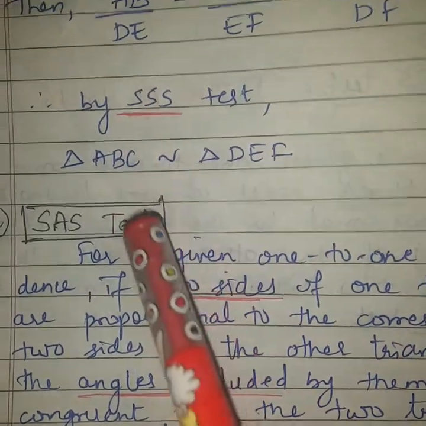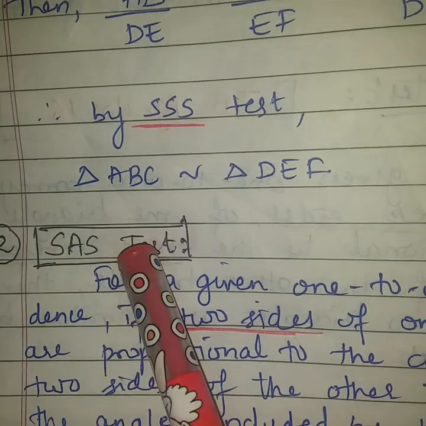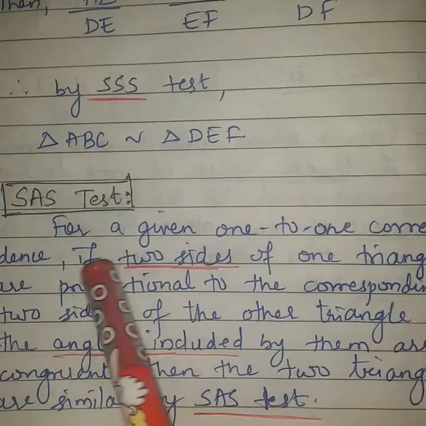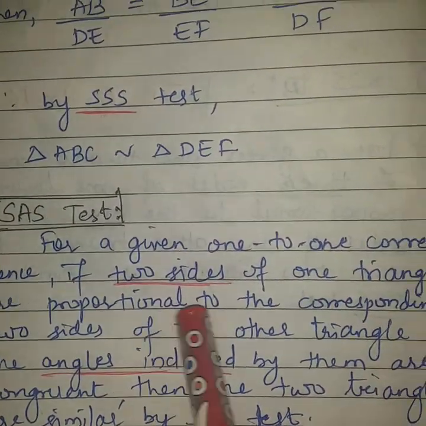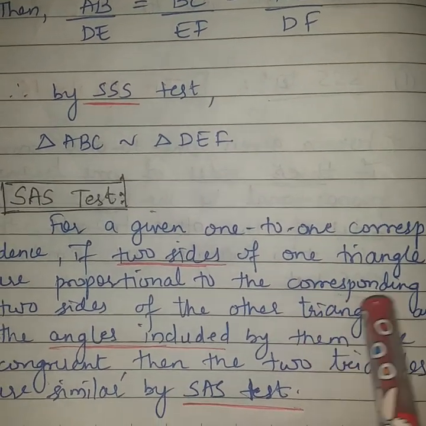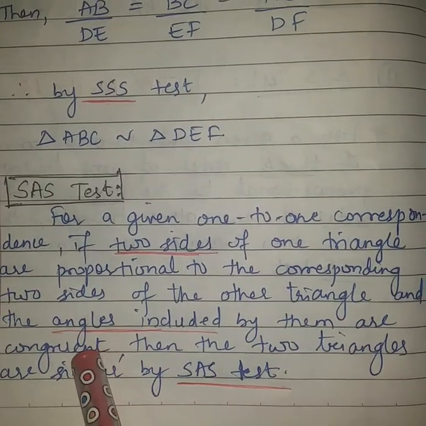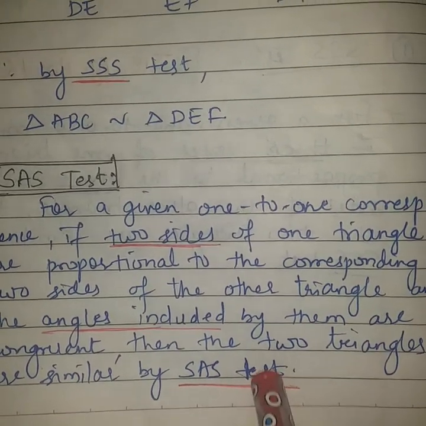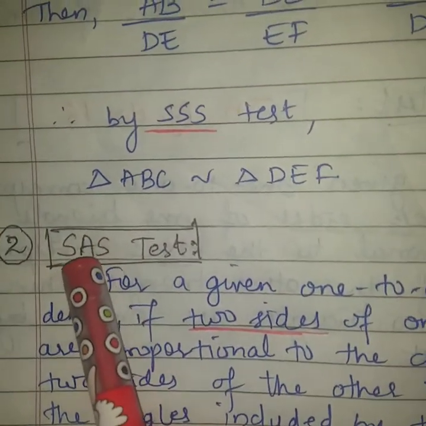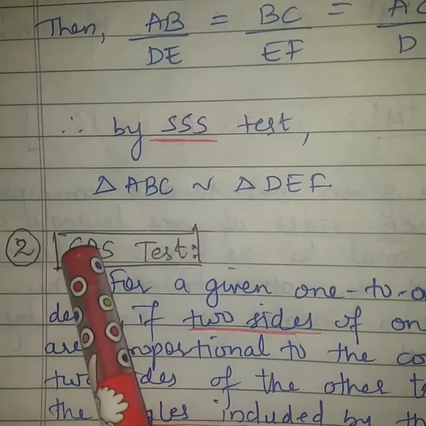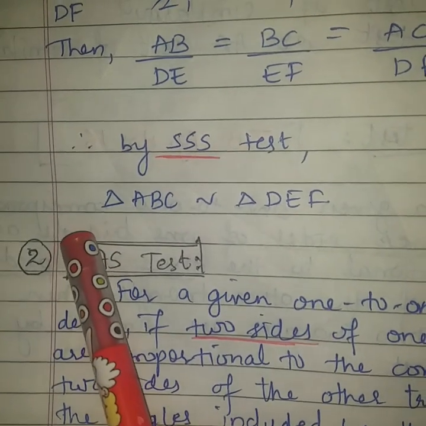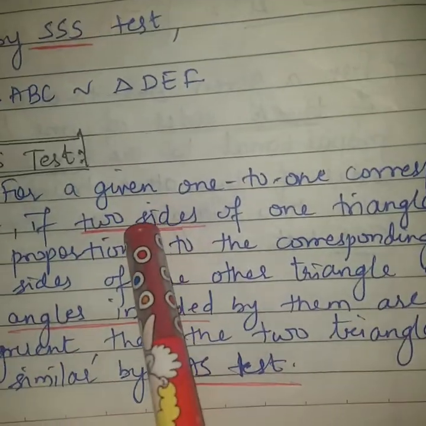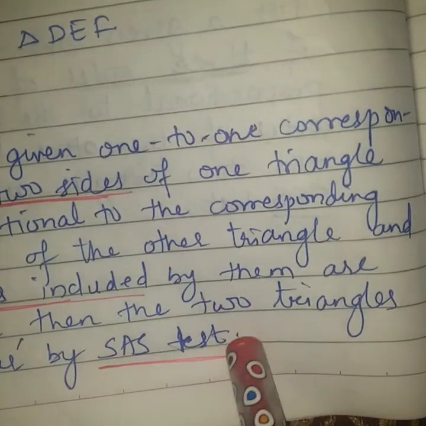Moving towards the second test for similarity, that is the SAS test, or the side angle side test for similarity. For a given one-to-one correspondence, if two sides of one triangle are proportional to the corresponding two sides of the other triangle and the angles included by them are congruent, then the two triangles are similar by the SAS test for similarity. As the name signifies, you should have two sides and one angle, but the angle should be the included angle, enclosed between the two sides of the triangle.